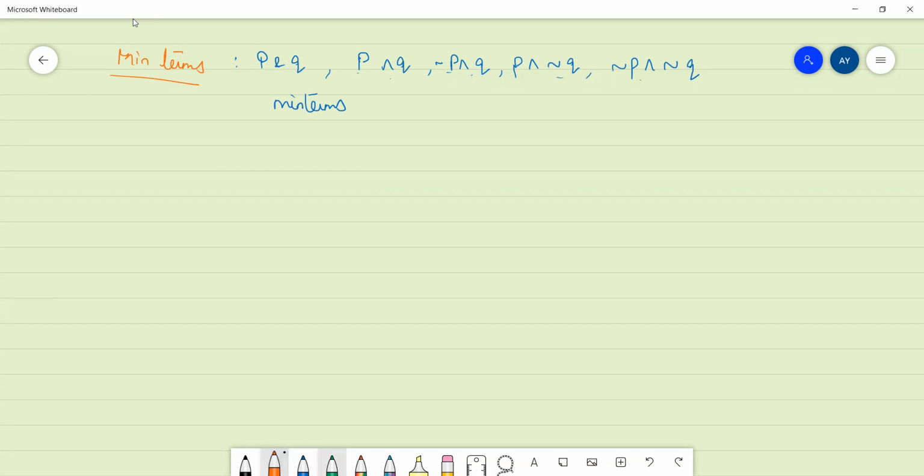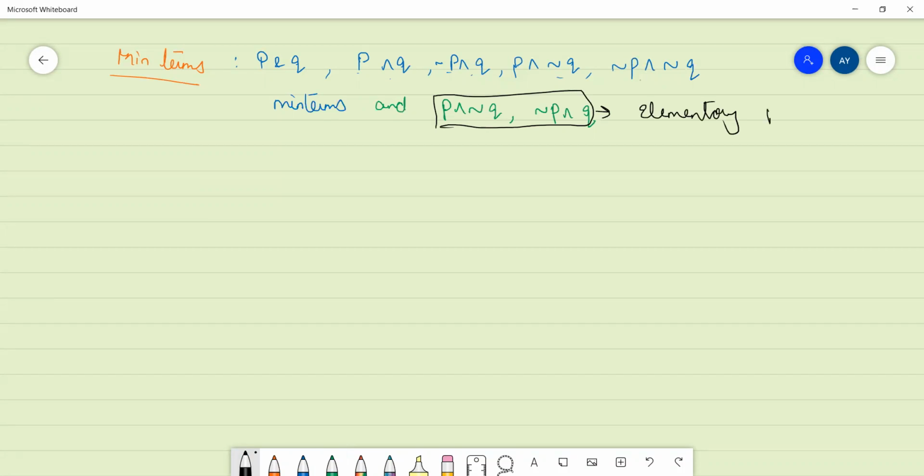And P and negation Q, comma, negation P and Q. These are called elementary products. What are these called? These are called elementary products. Yeah, elementary products. These are min terms.